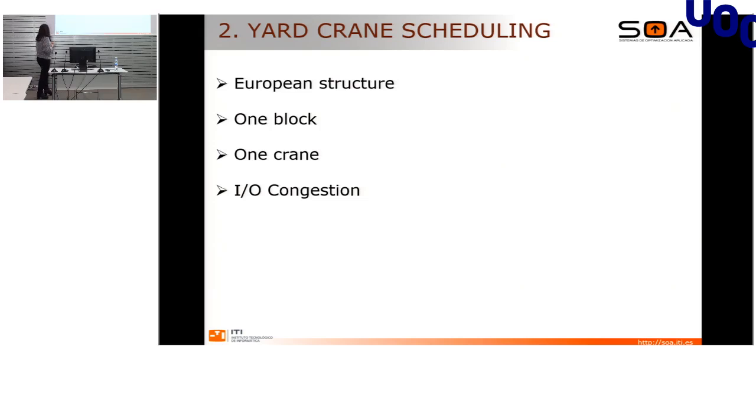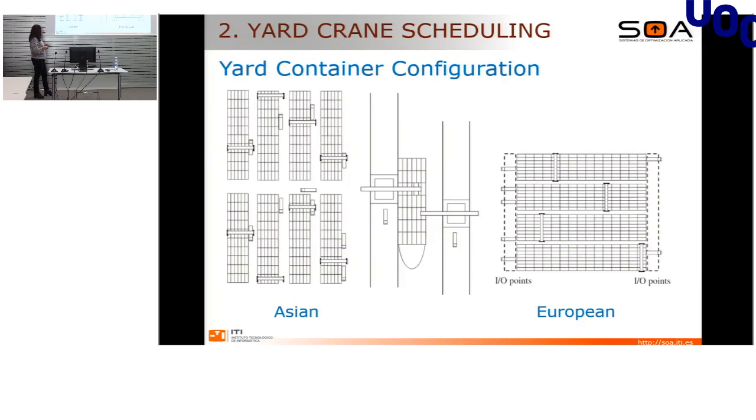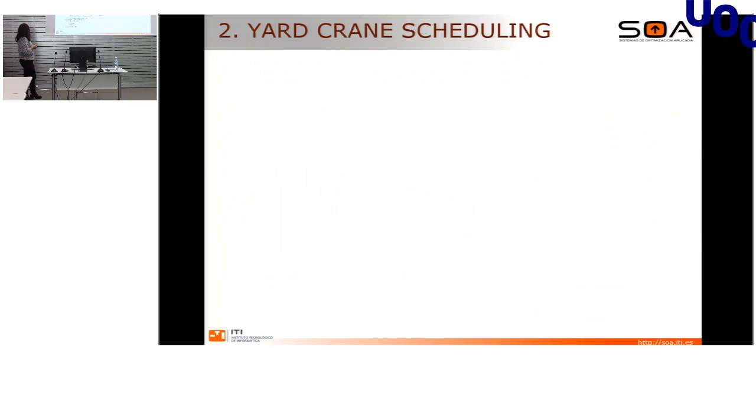But we are going to consider the input-output congestion. That means that when a container arrives at the port, you have to assign an input-output point. Or when a truck arrives, you have to assign an input-output point. And maybe there are no available input-output points. So you have to take into account the availability of the input-output points.